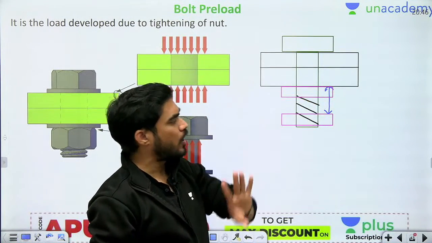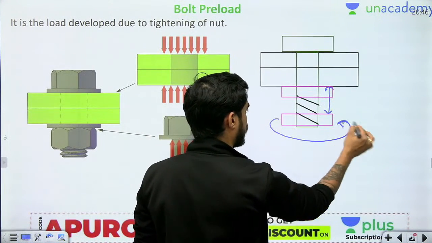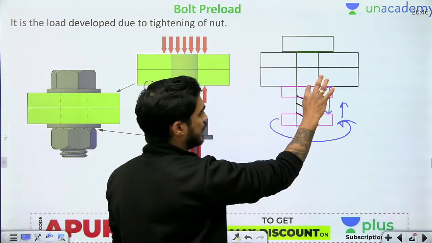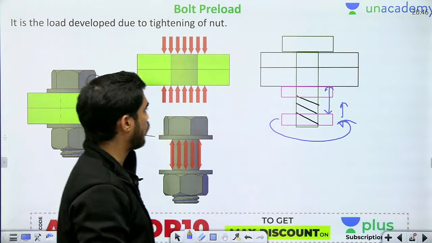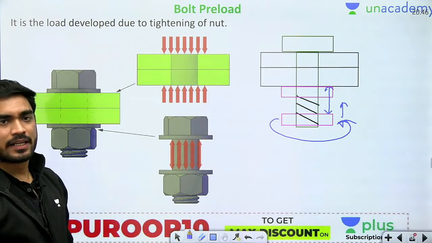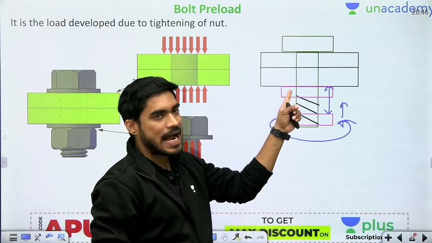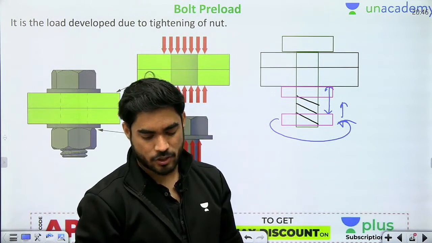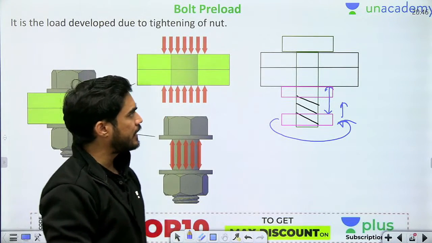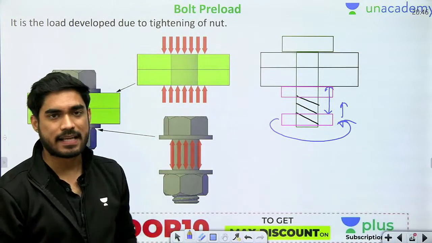Now after this point, if I am rotating the nut, if I rotate even after this point, then is there any gap between the nut and plate? No, there is no gap between the nut and plate. Okay, so after this point if I again rotate this, then this nut will start applying force on the plates, and in return the plate will apply force on the nut.